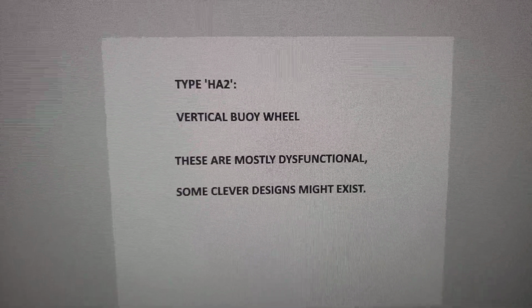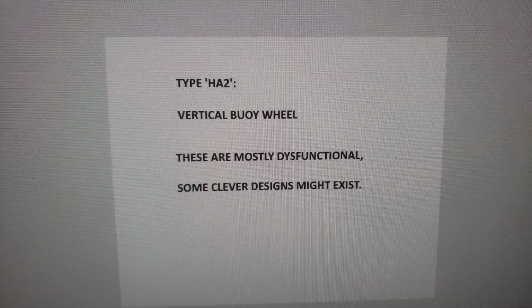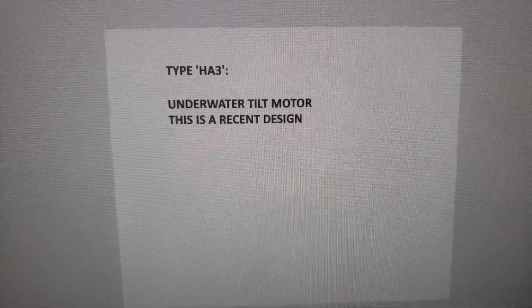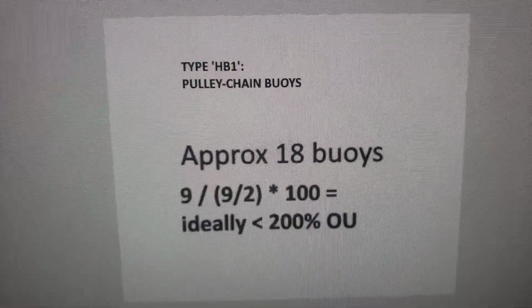Type HA2, vertical buoy wheel. These are mostly dysfunctional. Some clever designs might exist. Type HA3, underwater tilt motor. This is a recent design.